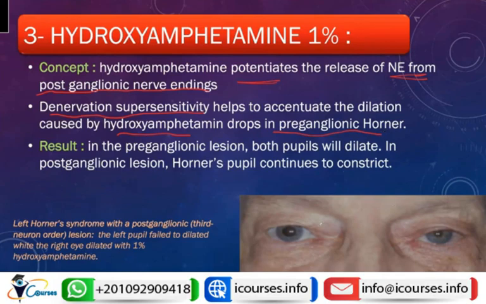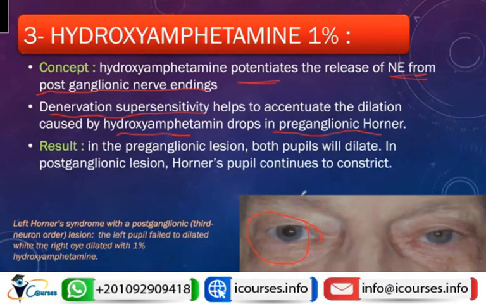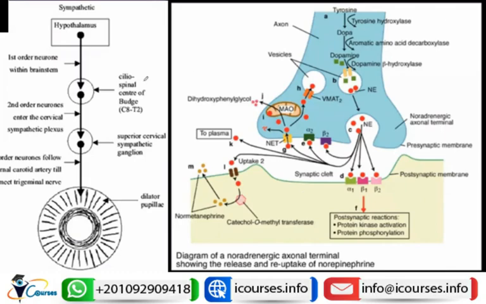So what will be the result? If the patient has a preganglionic Horner syndrome, the pupil will dilate. But if the patient has a postganglionic syndrome, the pupil will constrict. And why does this happen? Let's see. Hydroxyamphetamine increases the release of norepinephrine from the nerve ending. Let's see, for example, that this is the pathway. So here is the second order neuron, or the preganglionic, and here is the postganglionic.